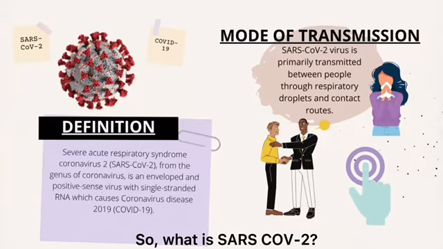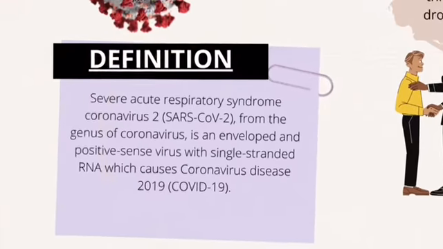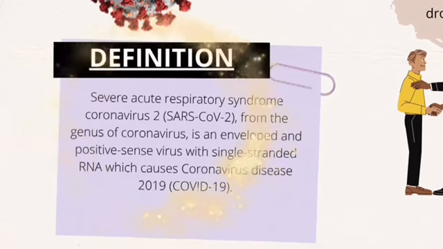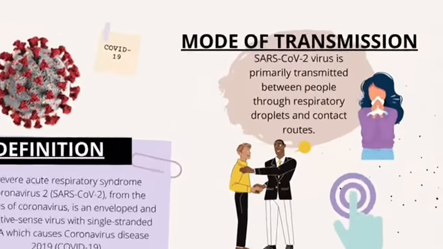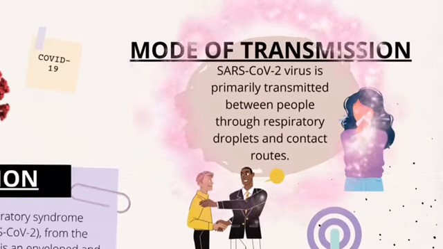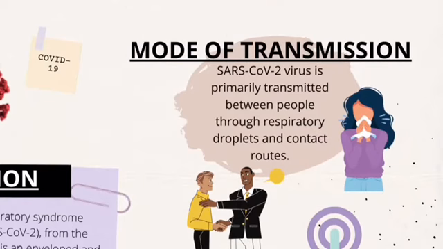So, what is SARS-CoV-2? Severe acute respiratory syndrome coronavirus 2, also known as SARS-CoV-2, from the genus of coronavirus, is an enveloped, positive-sense virus with single-stranded RNA which causes coronavirus disease 2019, also known as COVID-19. The SARS-CoV-2 virus is primarily transmitted between people through respiratory droplets and contact routes.